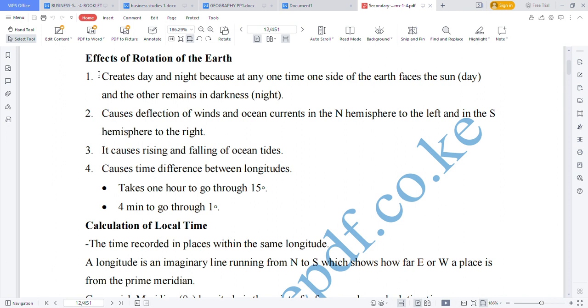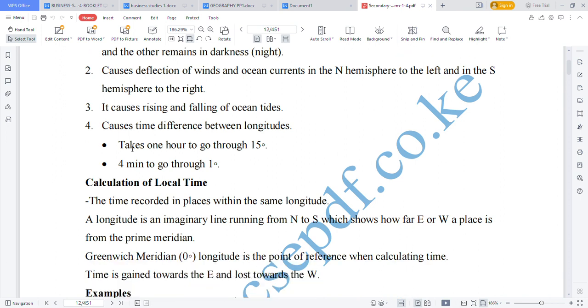Number 2, it causes deflection of winds and ocean currents in the north hemisphere to the right and in the south hemisphere to the left. The next one, number 3, it causes rising and falling of ocean tides.